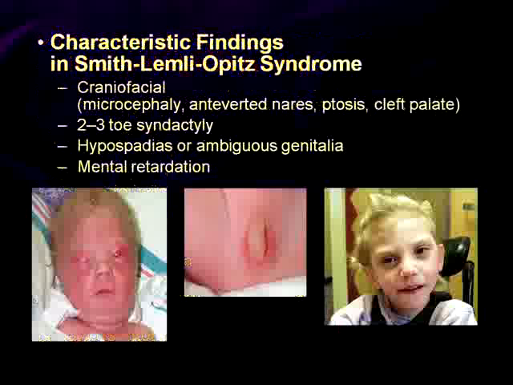So again, here are the characteristic facial findings. Again, the anteverted nares, ptosis, can have a cleft palate, hypospadias or ambiguous genitalia.